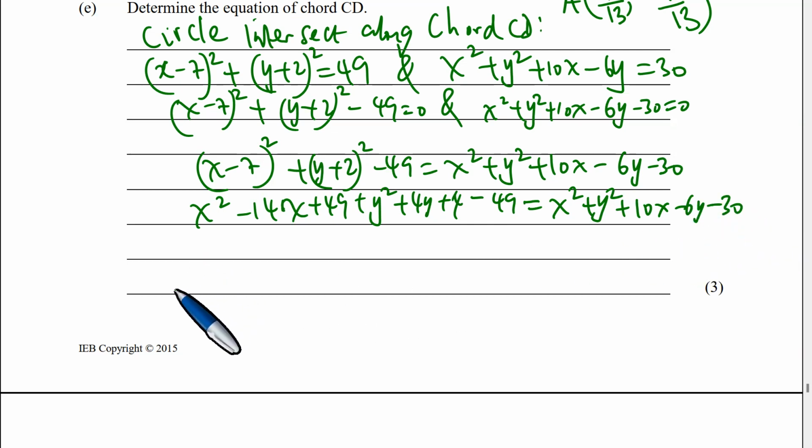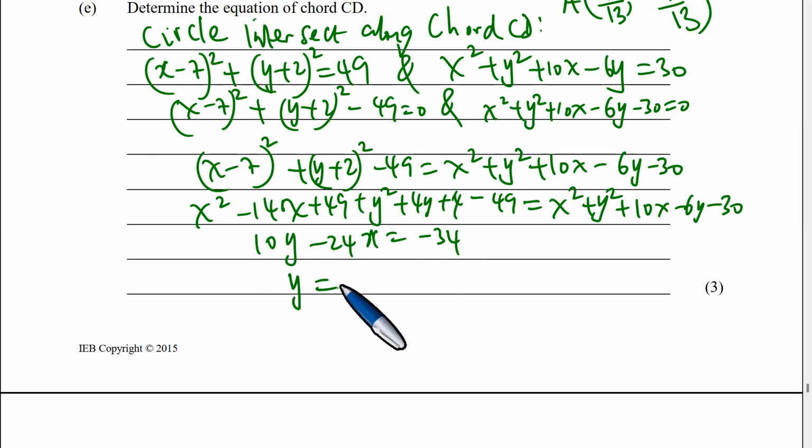Okay. You simplify everything, the x squared cancels, the y squared cancels, and you have exactly 10y minus 24x is equal to minus 34. Right. So the equation can also be written as y is equal to 12x out of 5 minus 17 out of 5. That is the equation of the chord.